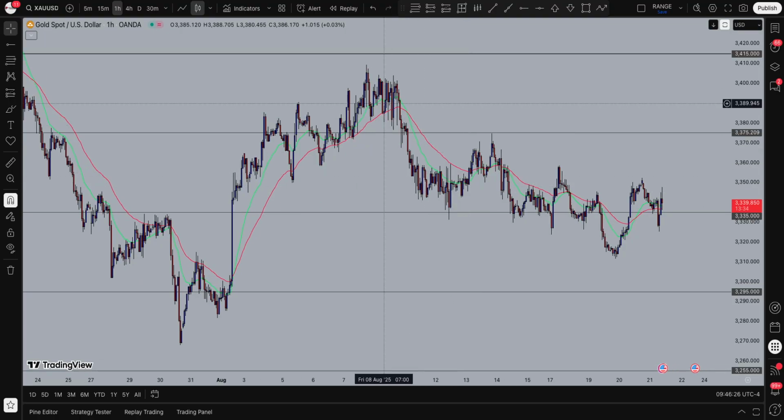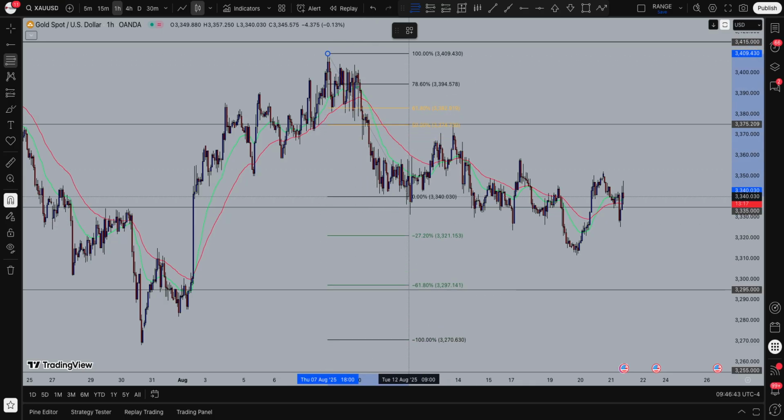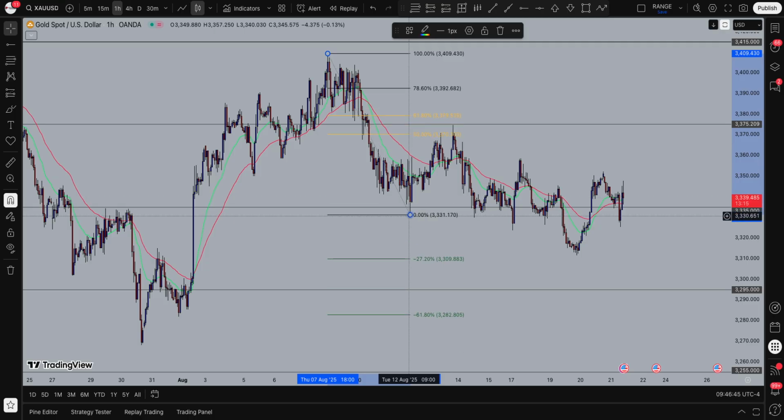There's not many entries as you're falling down. No one wants to try to catch a falling knife. It's not the smart thing to do. However, once you establish that low and you're just sideways for a while, nothing's happening, you can start to expect that pullback.